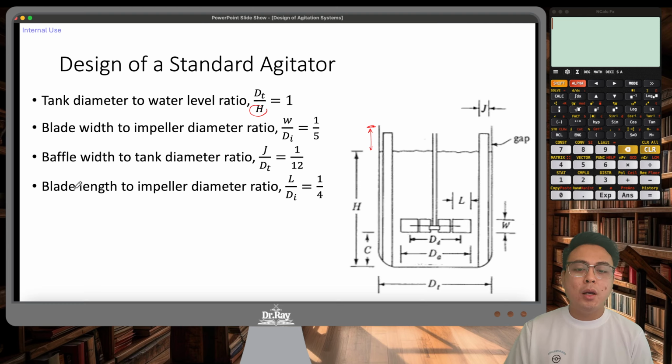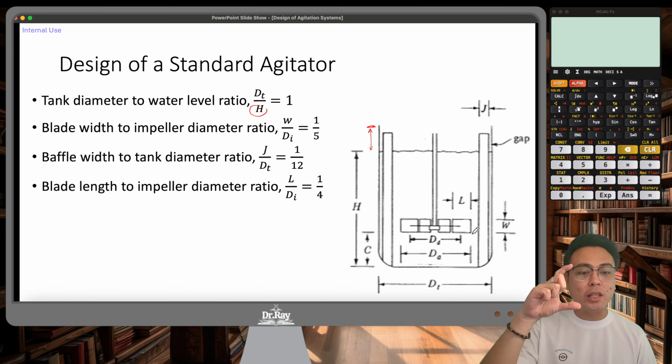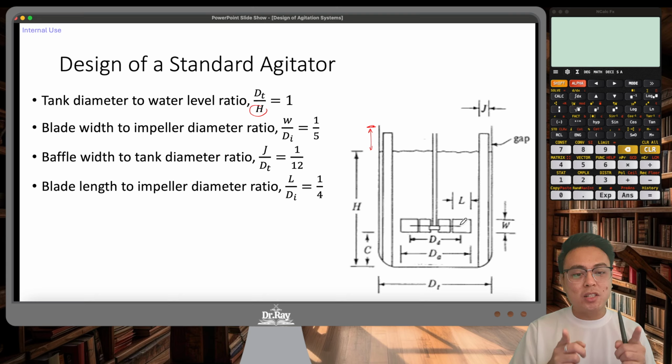And the final ratio that we should always look at is the blade length to impeller diameter ratio. The blade length is the other parameter that is related to width. So if we are looking at it right now, this is the side view of the agitator. The blade width is technically the height of the blade, and the blade length really describes how long the blade is in relation to the impeller diameter.